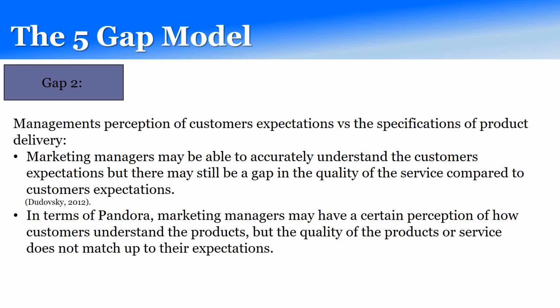So in terms of gap 2, this is when management's perception of customers' expectations versus the specifications of product delivery. So basically, this means that marketing managers may be able to accurately understand the customer's expectations, but there still might be a gap in the quality of service compared to customers' expectations. So again, in terms of Pandora, marketing managers may have a certain perception of how customers understand the product, but the quality of the product or service does not match up to their expectations.